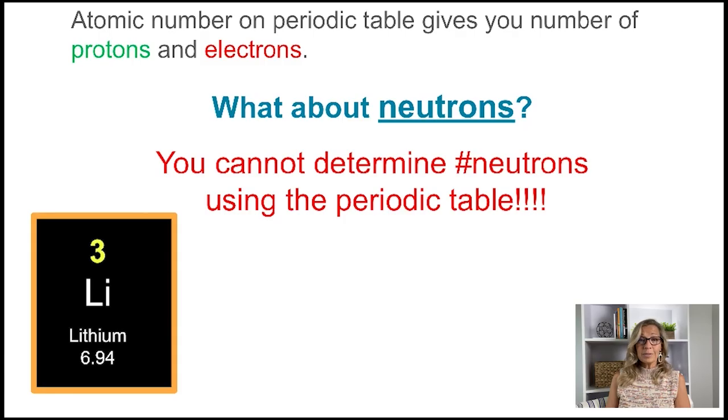And the answer is no. Okay, so you're thinking, well, what is that number? Could I get neutrons from there? Nope. Is neutrons 3? Not necessarily. So how do we find neutrons? There's something else we have to look at to determine the neutrons.